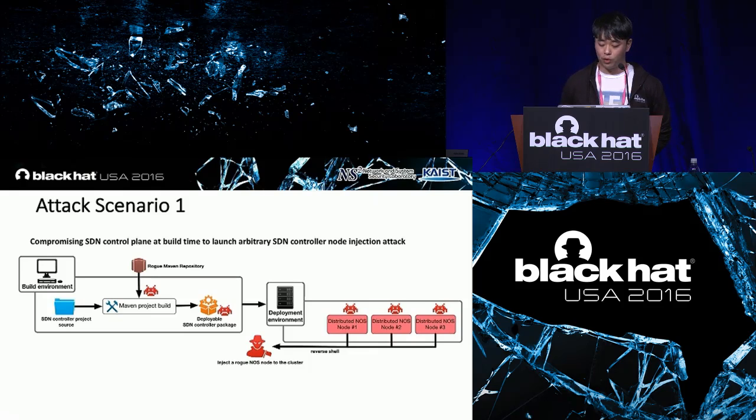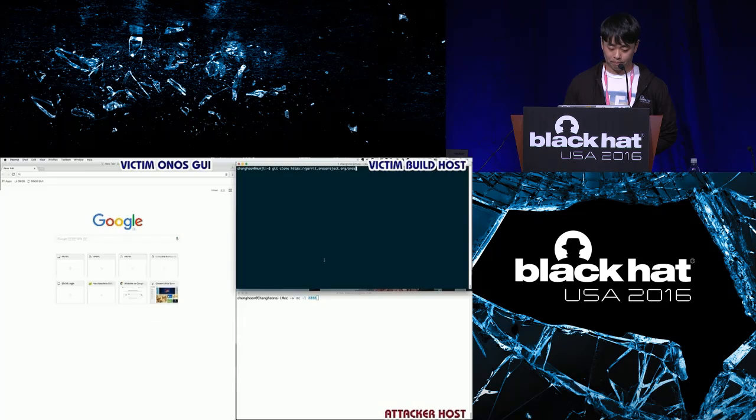So now we'll demonstrate two attack scenarios that break the SDDC infrastructure. In the first attack scenario, we assume that the victim has built ONOS in an insecure environment. And we use a rogue Maven repository to inject a malicious library into the deployment package. Once this infected package is deployed, the malicious code will be executed, and the attacker will get remote access to each controller host machine. And then we'll try to inject an arbitrary ONOS node into the control plane. So let's take a look at the video clip.